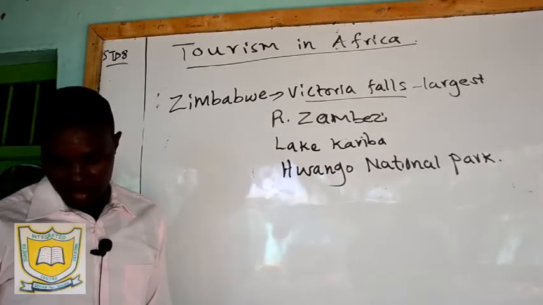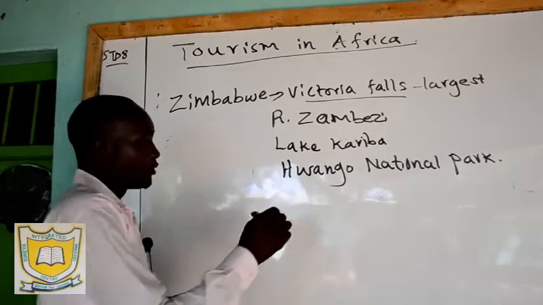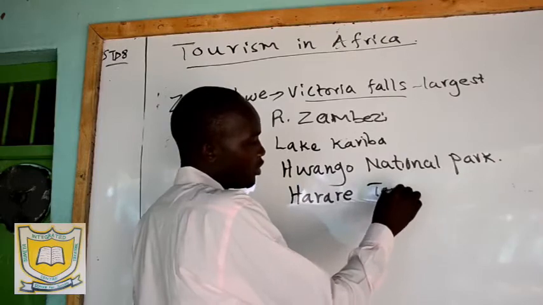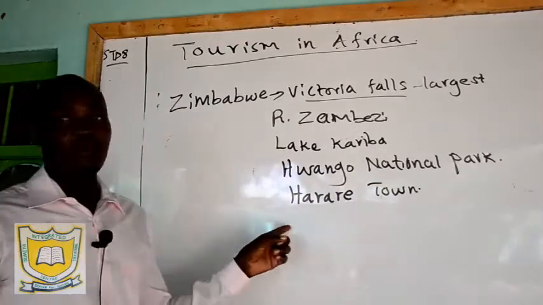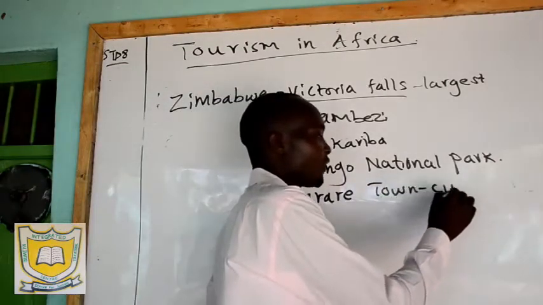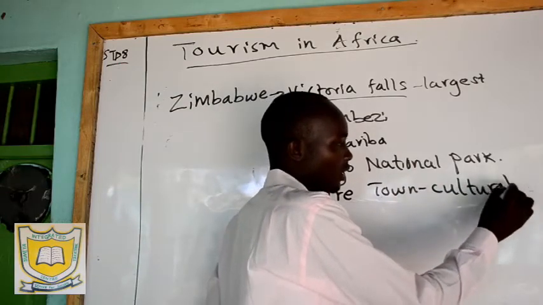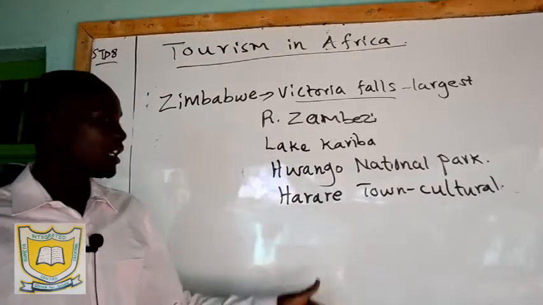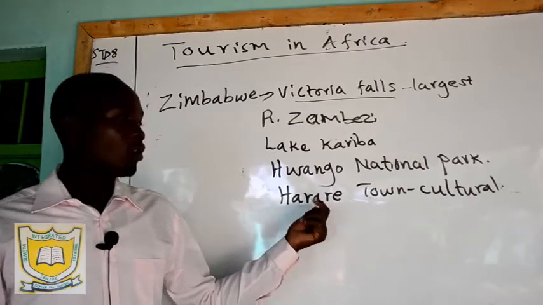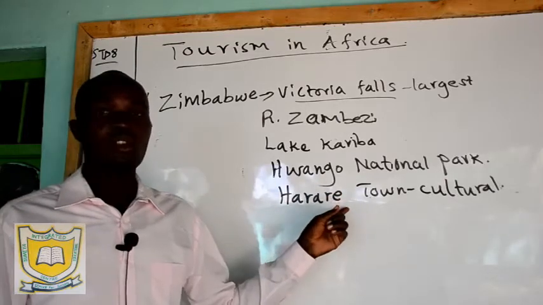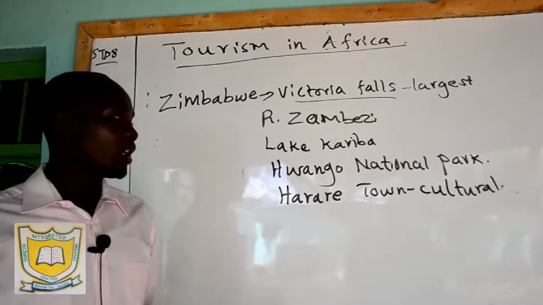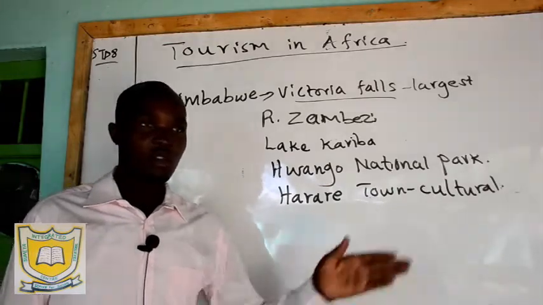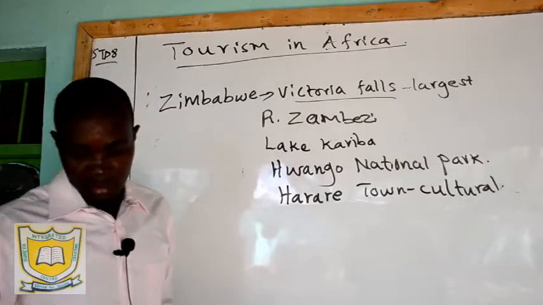Then another one we have is Harare Town. Harare Town is mostly known for its culture. Different communities in Zimbabwe portray very different cultures in Harare Town. So very many tourists get attracted to this town because of the cultural aspects of the way of life of the communities found in Zimbabwe. So Harare Town also attracts tourists because of cultural aspects in life and so on.